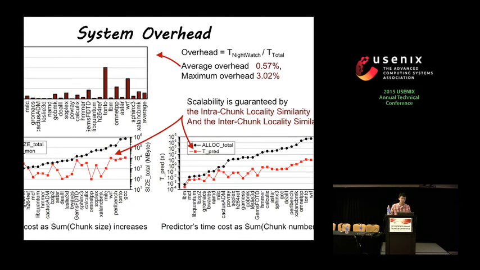So here's the overhead. On average, the overhead is less than 1%, and around 3% at the maximum. And due to the inter-chunk and intra-chunk similarity, the monitor's overhead and the predictor's overhead grow much slower when the workload increases.